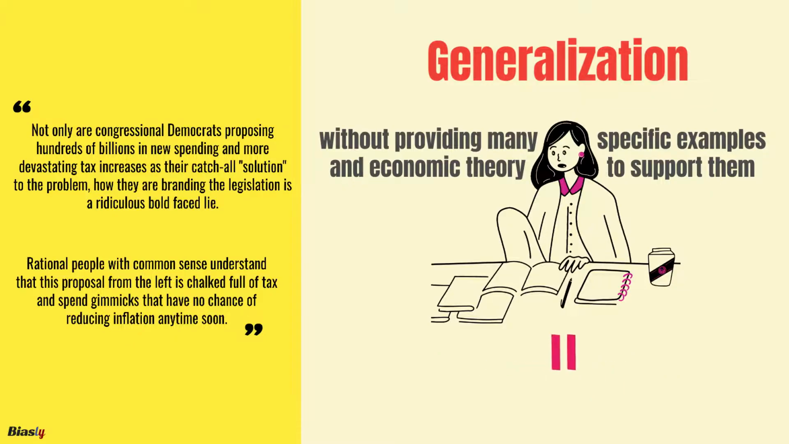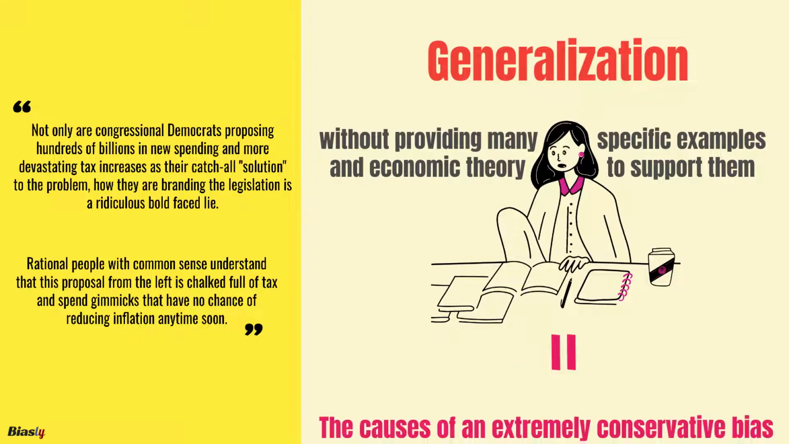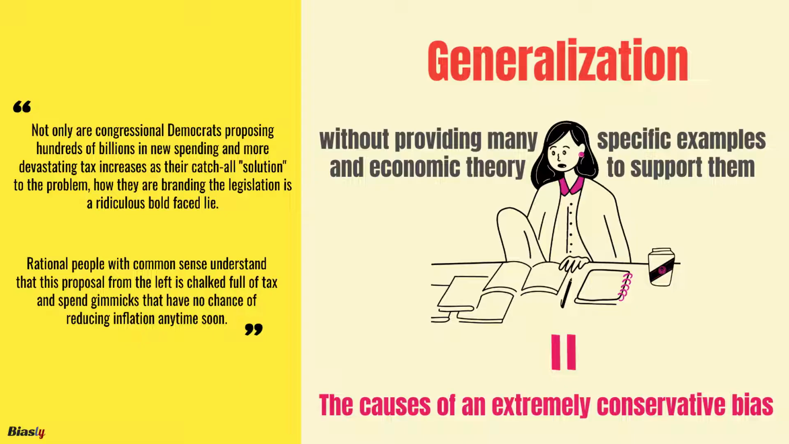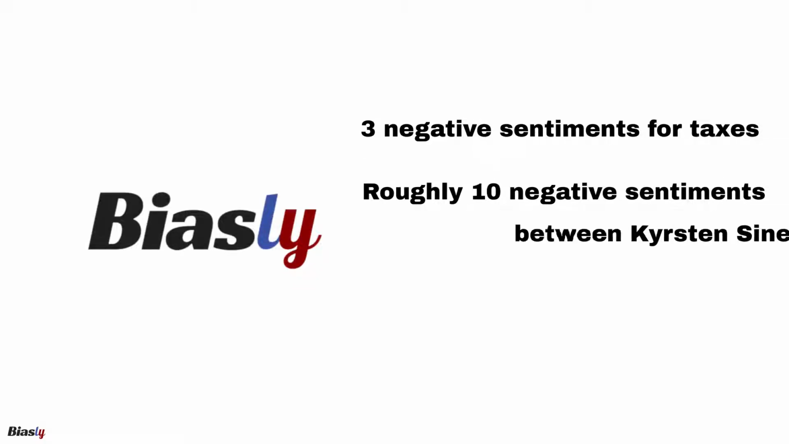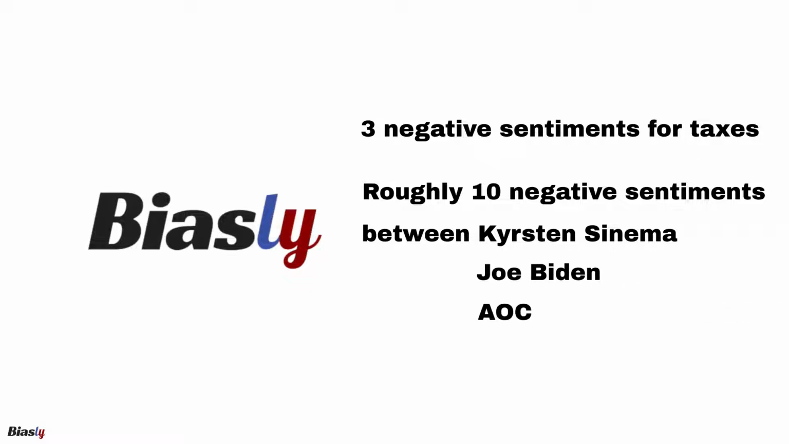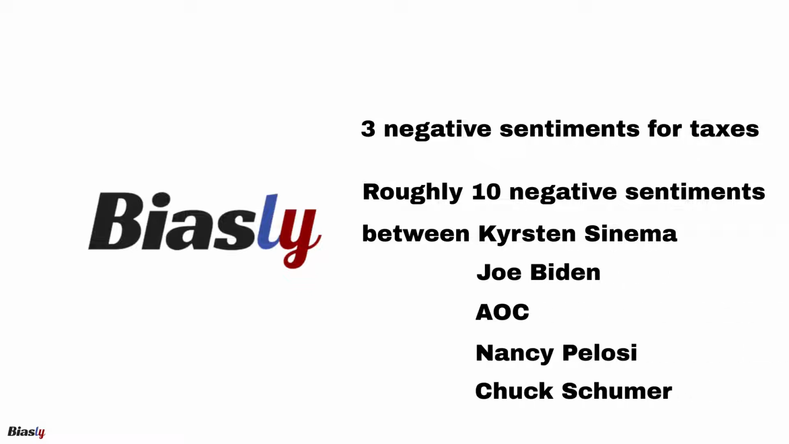These generalizations and the strong tone found throughout the article are the causes of an extremely conservative bias in the article. Biasly's AI bias meter provides the score due to 3 negative sentiments for taxes and roughly 10 negative sentiments between Kyrsten Sinema, Joe Biden, AOC, Nancy Pelosi, and Chuck Schumer.